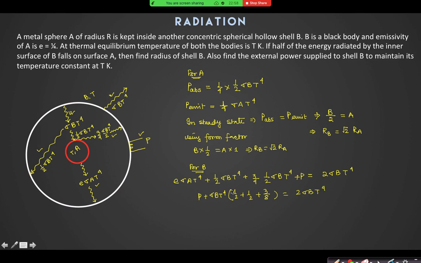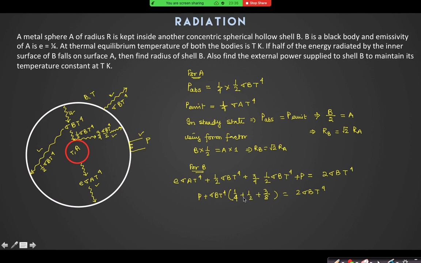Have I got it correct? Or have I done something wrong? Half plus 1 by 8, half plus 1 by 4. E is 1 by 4, right? Yes, I have not taken this. Half into sigma Bt power 4, and this E is equal to 1 by 4. So how much is it? 2 by 4 plus 1 by 4, 3 by 4, plus 3 by 8 means 9 by 8, right? That should be 1 by 8.